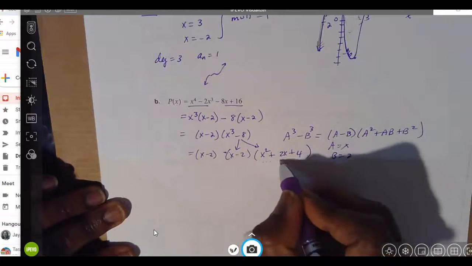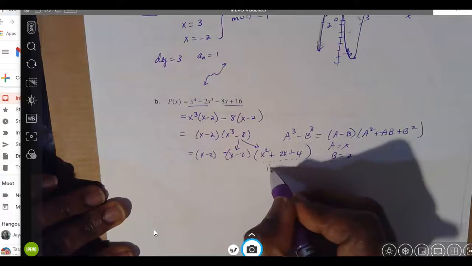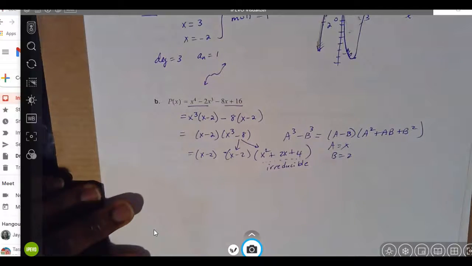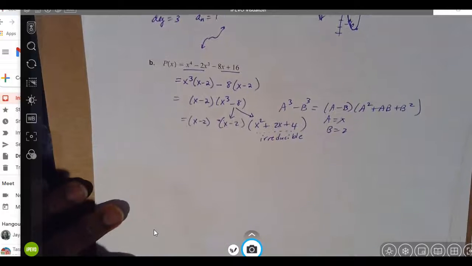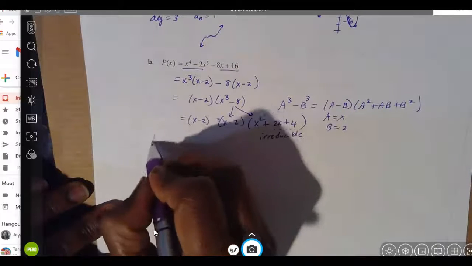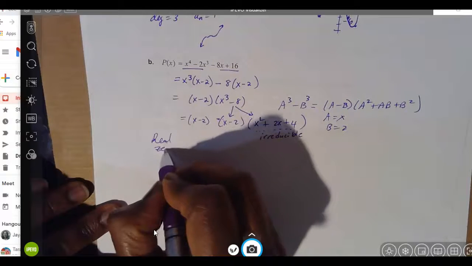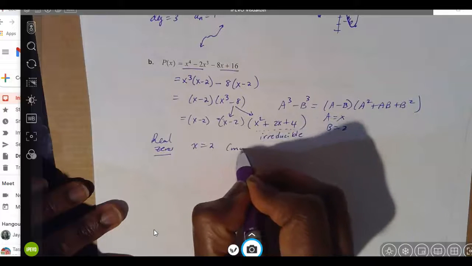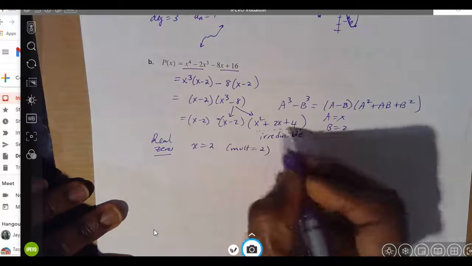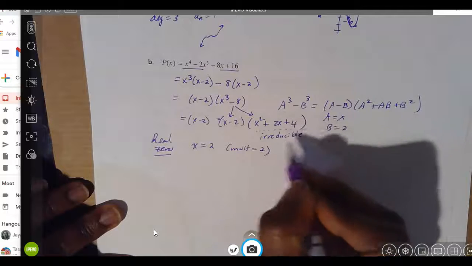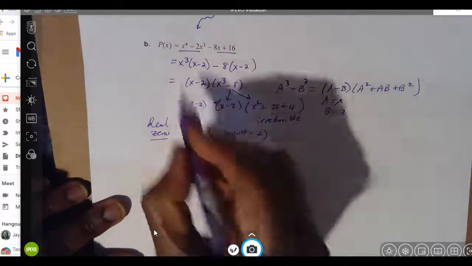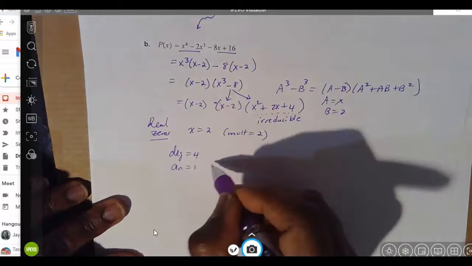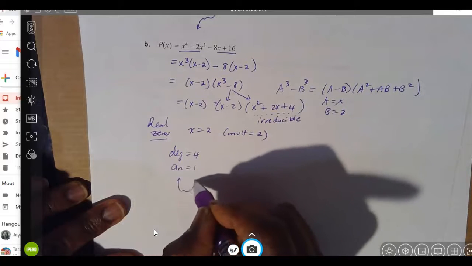Now this part here is not going to factor any further. It's irreducible. That's the word we use when it doesn't factor any further over real numbers. It has imaginary zeros. Okay, so the only real zeros that we have from here are x equals 2 and the multiplicity is 2. This part will not give you any real zeros. Now the degree is 4. a_n is 1, so it should have a shape kind of like this.